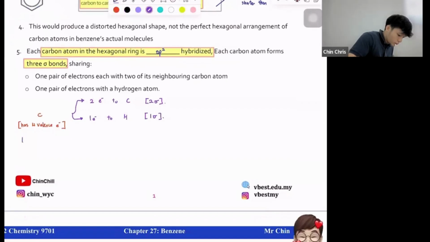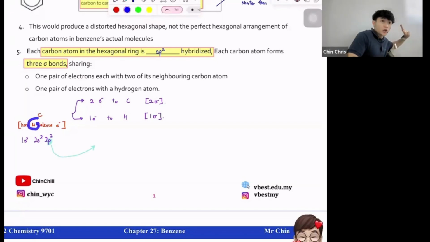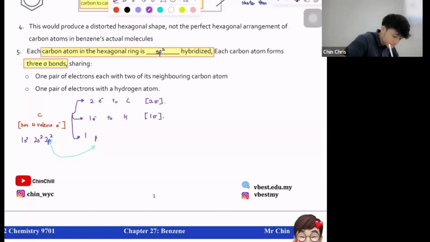1s2. AS again. Carbon has 6 electrons. 2s2. 2p2. So you see, sp2 hybridized means you will take 2s and 1p combined. So eventually, you still have 1 p electron that is not shared. One more time, carbon has 4 electrons, shared 3 already. Do you see that you still have 1 more p electron that is unshared?